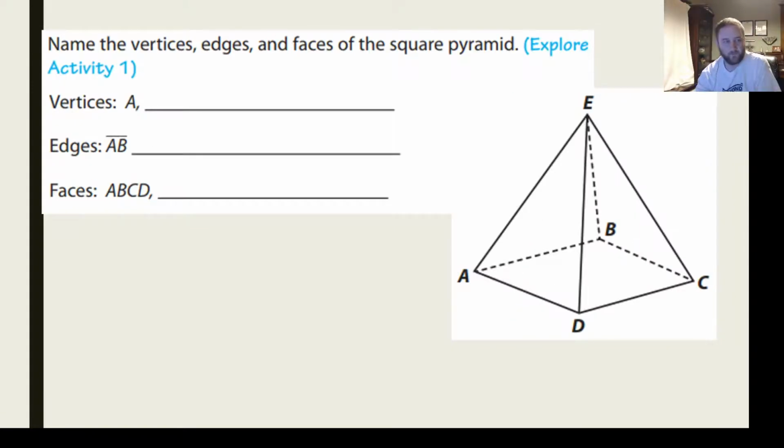Okay. Here it says, name the vertices, edges, and faces of this square pyramid. So vertices first. Remember, those are the points where the edges and the faces meet. Okay, so we've got A listed. Okay, B would be one.